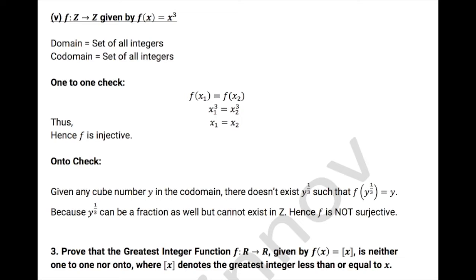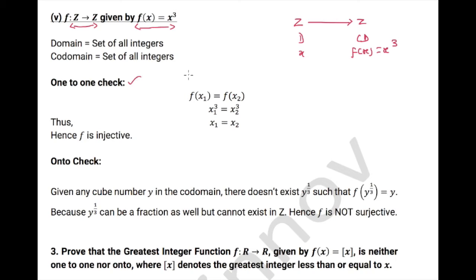Now let us move on to the next question. Here the function is defined from Z to Z, and f of x equal to x cube. So domain, codomain, and this is in Z, that is integers, and this is also in Z, which is integers. This is x and this is f of x equal to x cube.